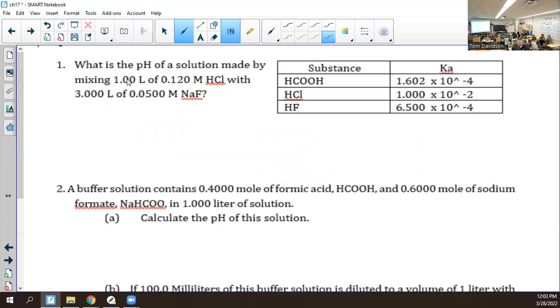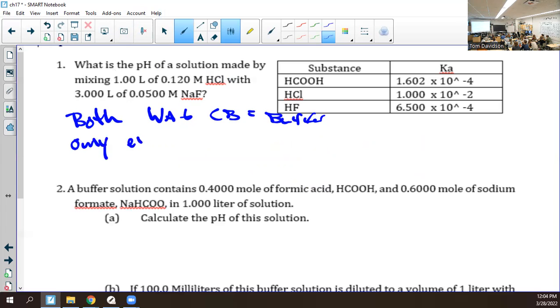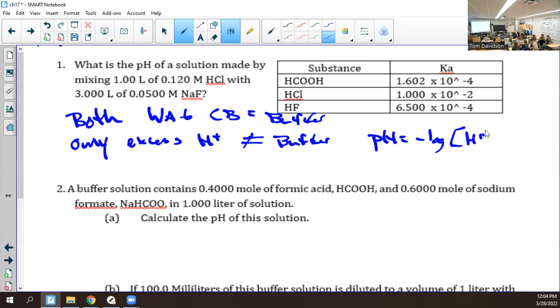Well, okay, one more time before we move on. Be ready for one of these where you have both acid and conjugate base. And that's your buffer, right? We're ready for that. Okay. Be ready for only excess H plus. And that is not a buffer, right? And to find pH, negative log of H plus, and it has to be concentration. Yep, so make sure your moles are divided by your total volume.